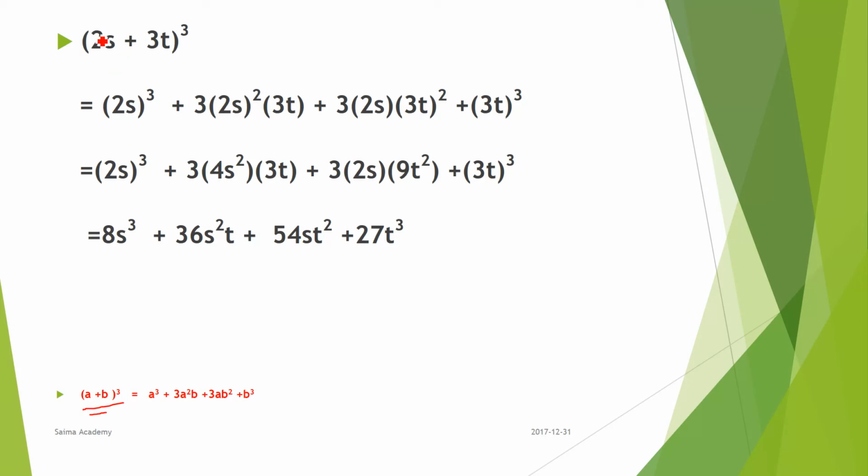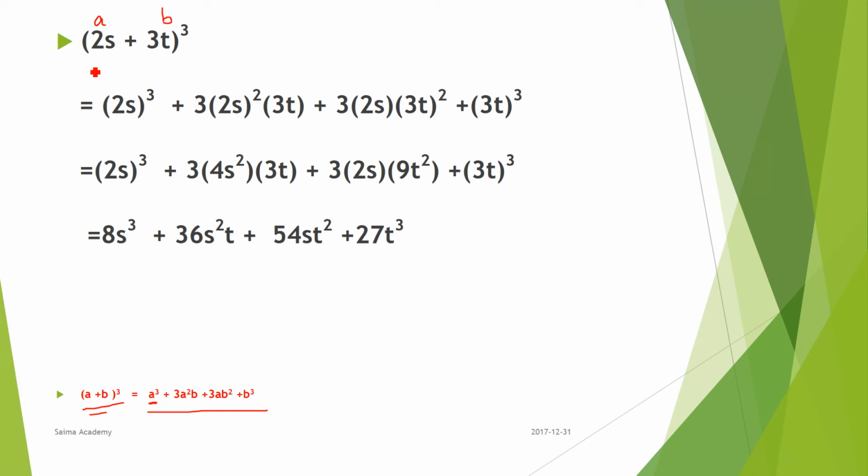So here, instead of a, we have 2s, and instead of b we have 3t. I told you that this is the general formula. You can have any number or any variable here. Whatever is here you have to consider a, whatever is here is b. Wherever you see a in this formula, you have to write down 2s, and whenever you see b, you have to write down 3t. So first is the a cube.